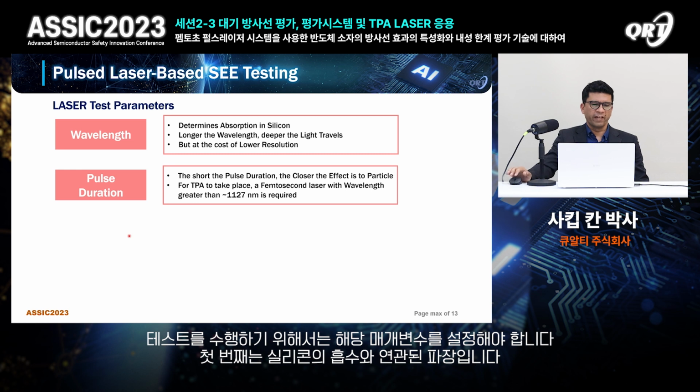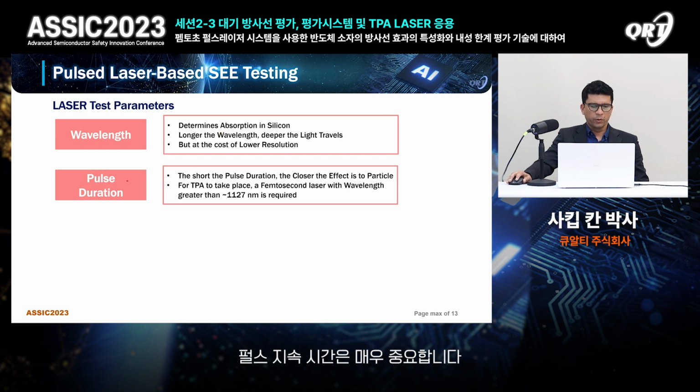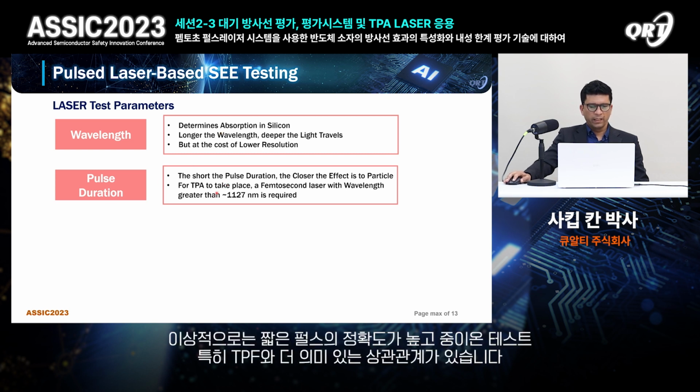The first one is the wavelength, which determines the absorption in silicon. The longer the wavelength, the deeper it can travel. But longer wavelengths have lower resolution, as well as lower energy. Pulse duration is very critical. Ideally, short pulses are a better representation, and they provide better correlation with the heavy ion testing.